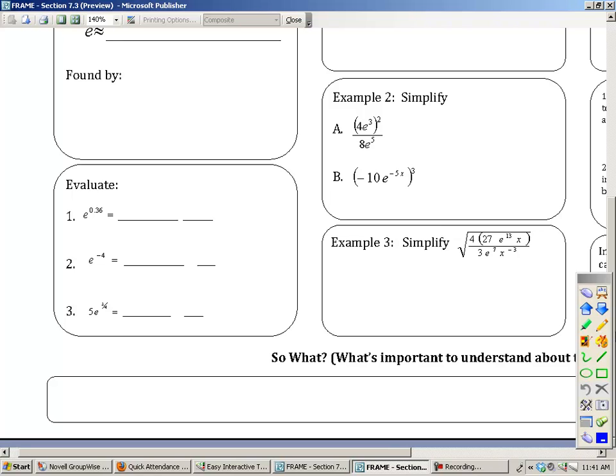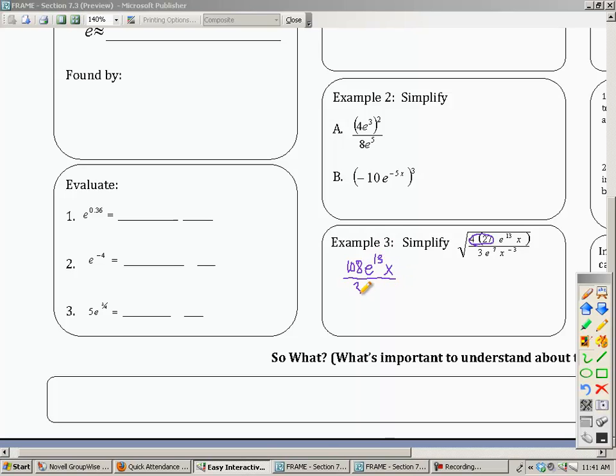So let me slide this down. Let's take a look. What we want to do is simplify everything inside first. These are all multiplied, so I'm just going to multiply my numbers together. And 4 times 27 is 108. In the numerator, I have e to the 13th and an x. And on the denominator, 3e to the 7th, x to the negative 3rd. That's all being square rooted.